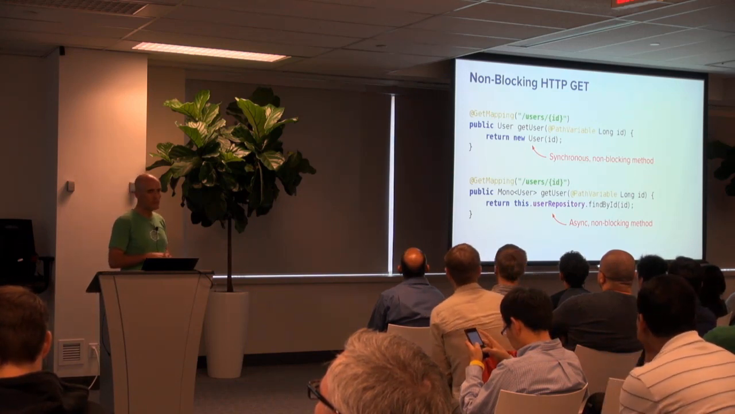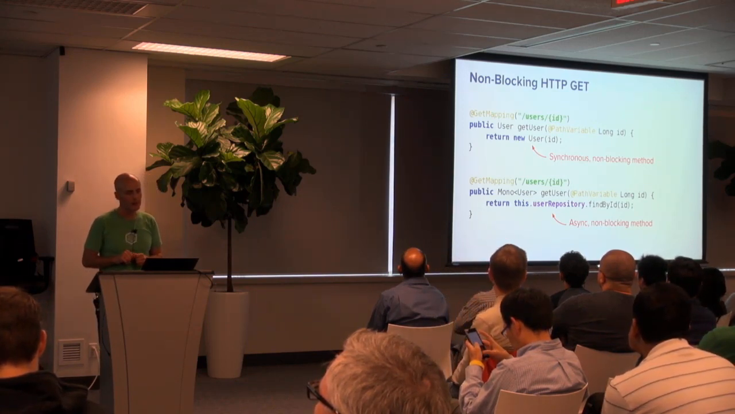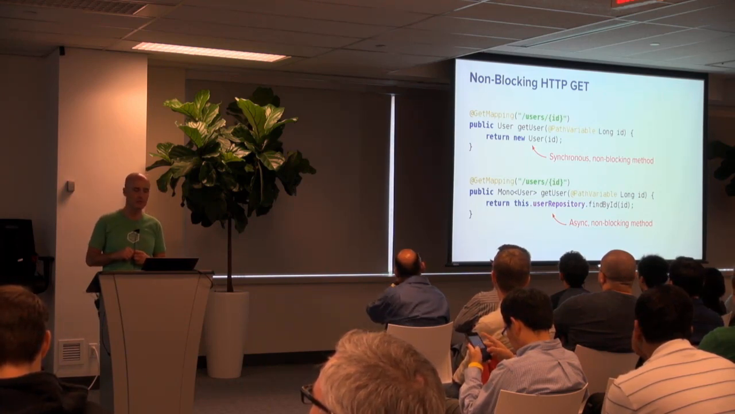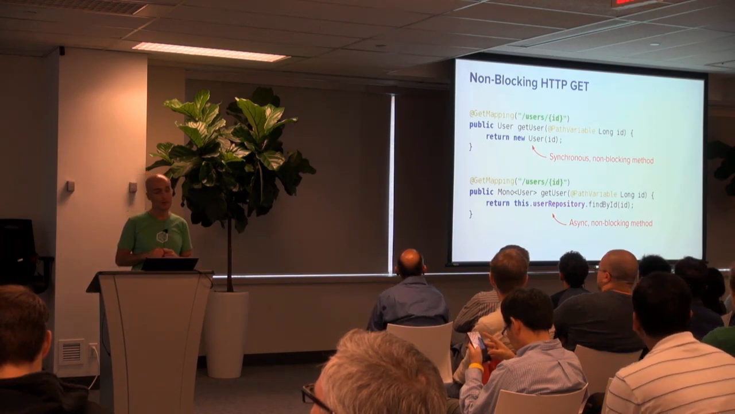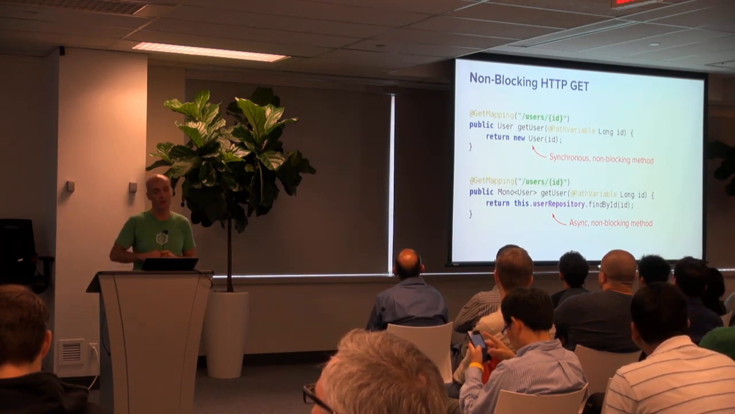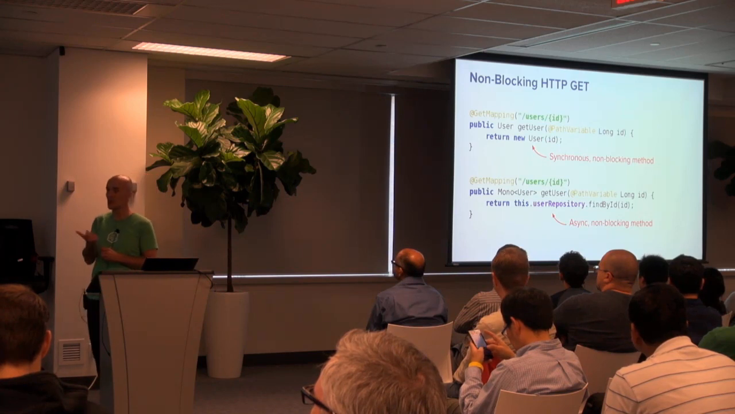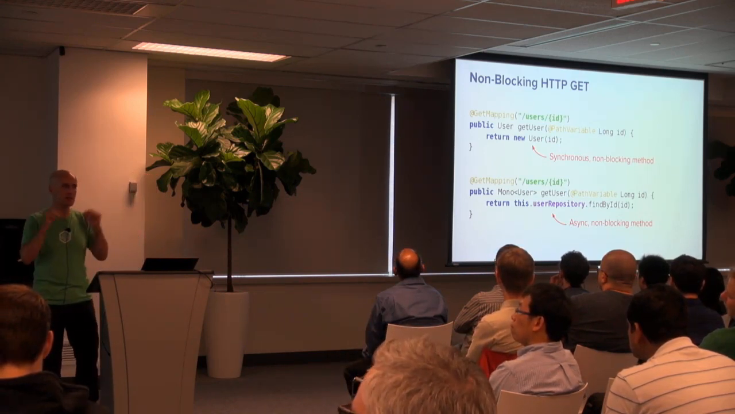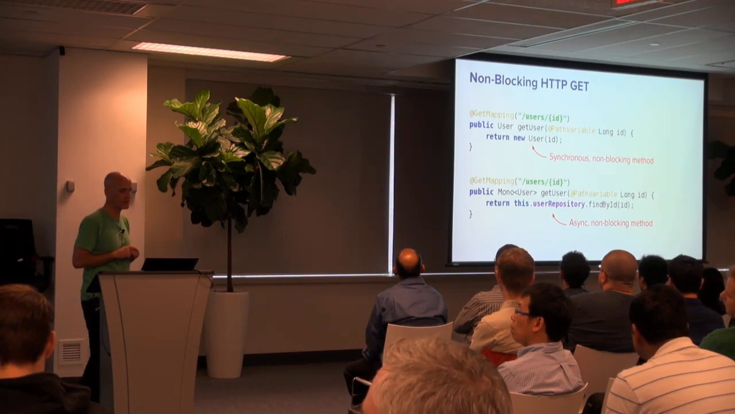An example of a non-blocking HTTP GET. You can see two different ways. If the first method signature looks kind of blocking, it's synchronous for sure, because if I'm returning a user, that means I have to produce the user before the method can return. So that's kind of a signal for synchronicity already in the method signature.